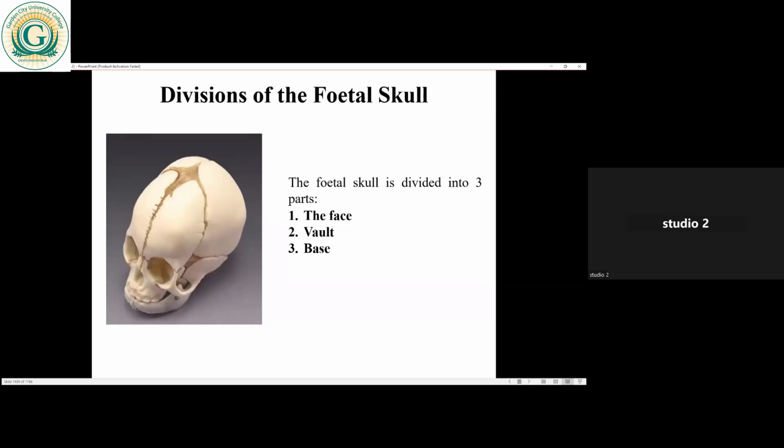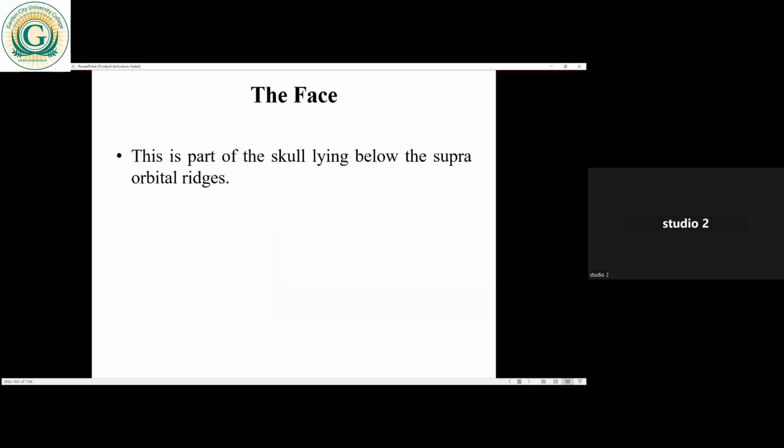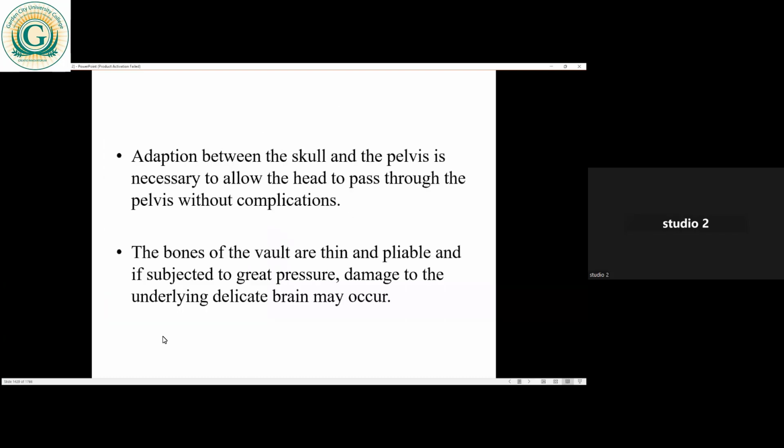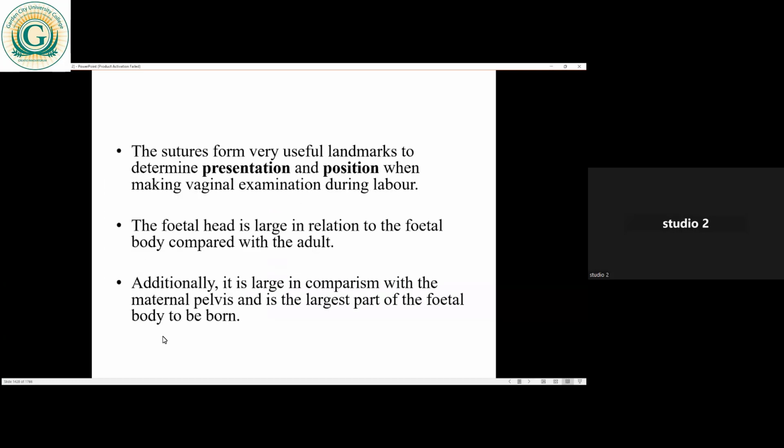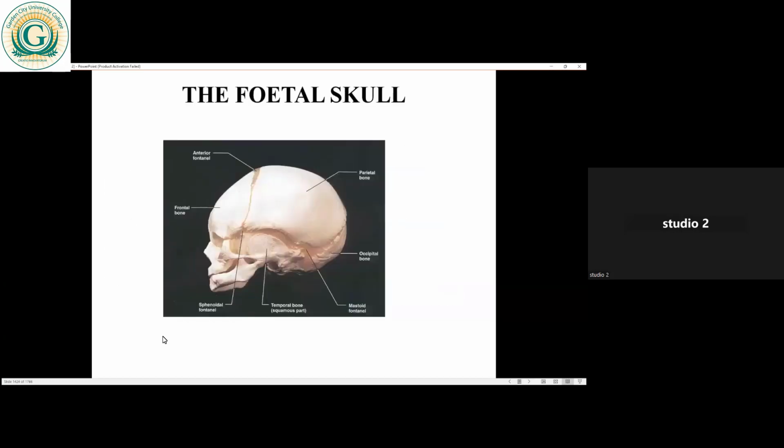Why do we go and study the fetal skull? We'll look at that later. That's very, very important. I hope you are admiring the fetal skull, this one. We have the face there. We have some points there.